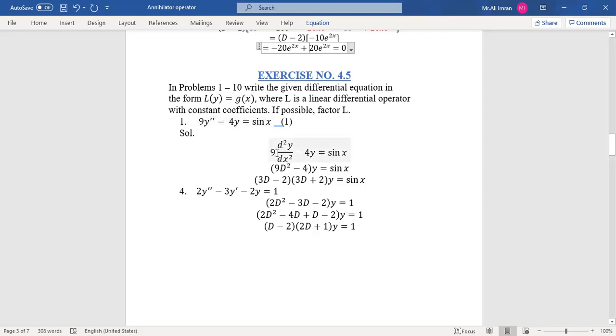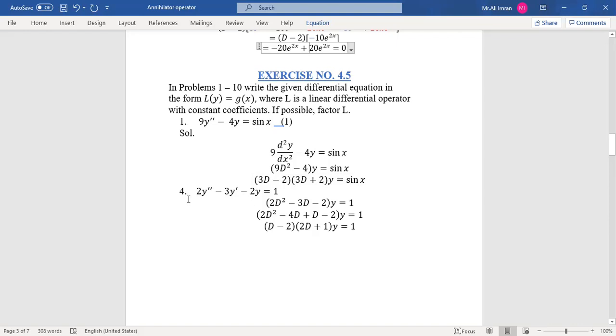This equation can be written as 9 d2y over dx square minus 4y is equal to sine x, and in the form of operator, 9D square minus 4y is equal to sine x. If we factorize this, we will have (3D minus 2)(3D plus 2)y is equal to sine x. This is the form which was asked in the question.